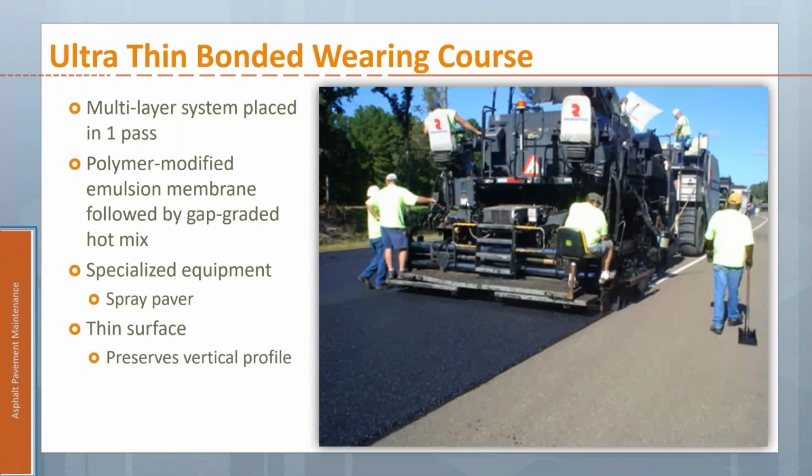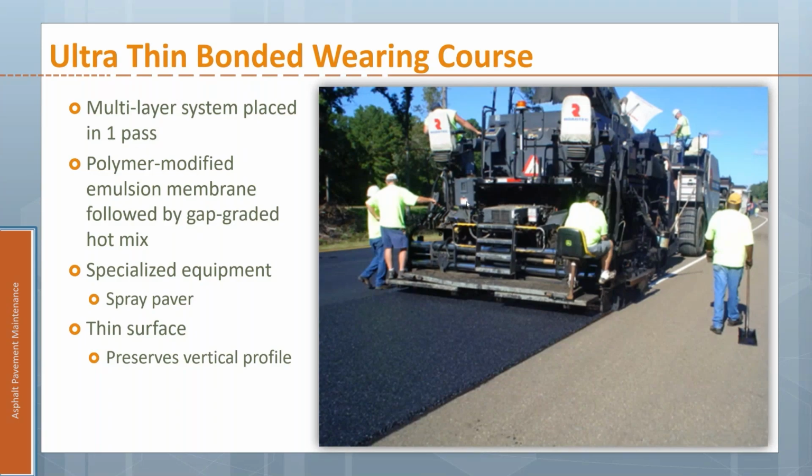So this is a multi-layer system that gets placed all in one pass. The first layer is a polymer modified emulsion membrane, and then we put a gap graded hot mix on top of that. So it does take specialized equipment. You can tell in the picture, this is a bigger operation, more steps. So we're getting closer and closer to a traditional overlay. The thing that's different about this one is because we're placing that membrane first, you have to do this one with a spray paver. In the midsection of the paver, there's a little area that sprays that membrane just ahead of where that asphalt mixture is being placed.